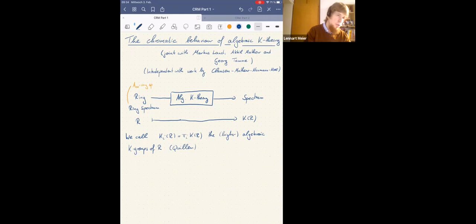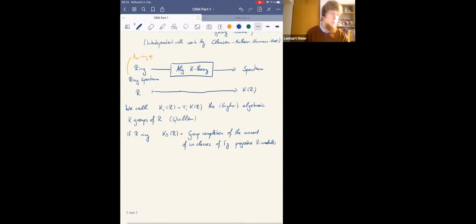So if R is a ring, then K0 of R has a very classical interpretation. It's a group completion of the monoid of isomorphism classes of finitely generated projective modules. So this is of course a thing of a lot of classical interest. And then you might ask two things: why do we want to introduce the higher algebraic K-groups? Why is it a good thing?